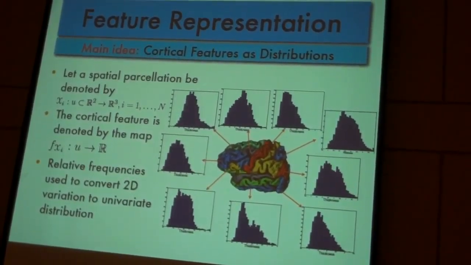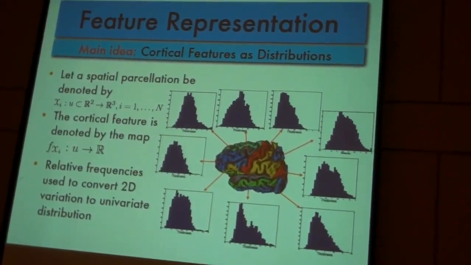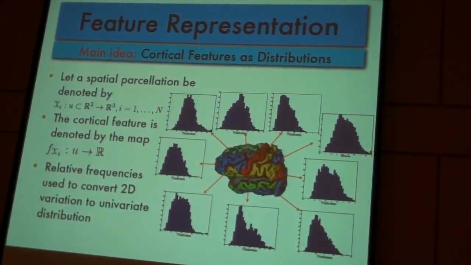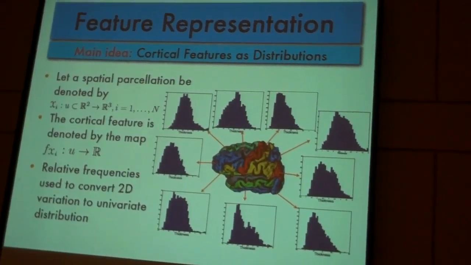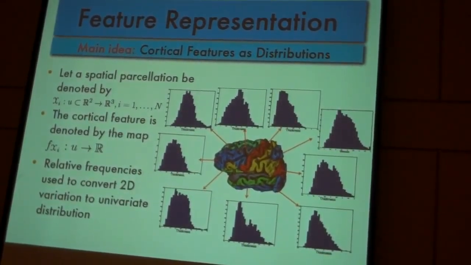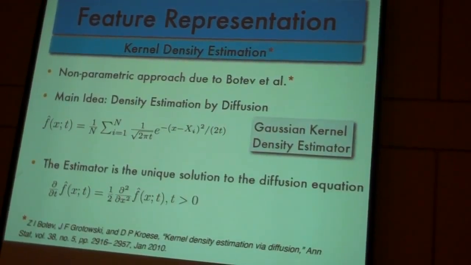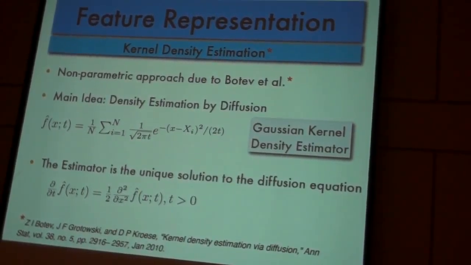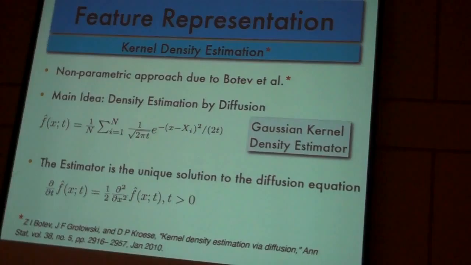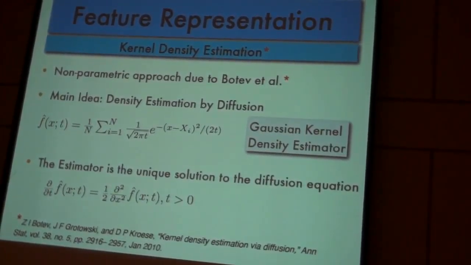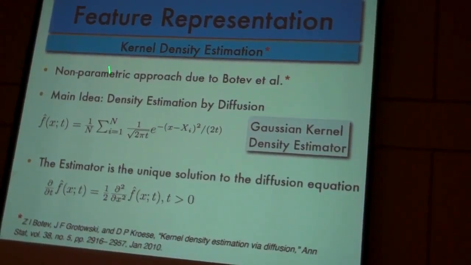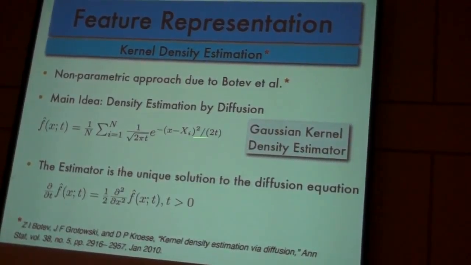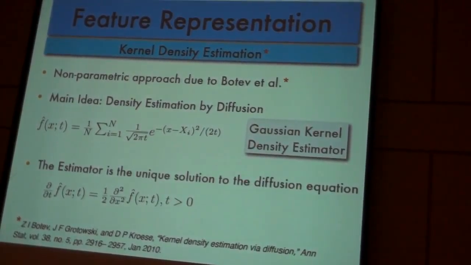In this case, I'm showing histograms of thickness for a few regions of this brain. We use relative frequencies of this variation of this feature and convert the 2D variation to a univariate distribution, which will be the function of choice for us. And what we want to do is to have a non-parametric density estimate based on this distribution. So we use a method recently proposed by Botev, who uses a Gaussian kernel density estimator for a given distribution.